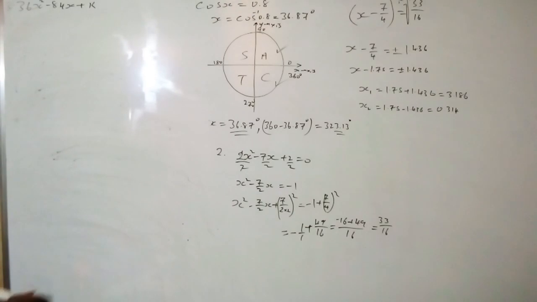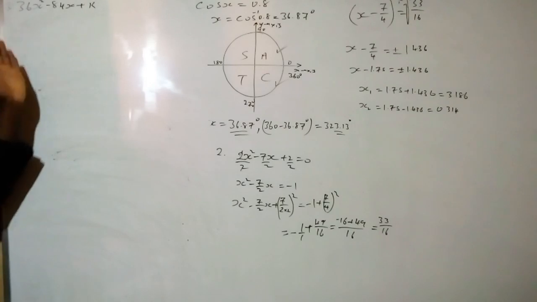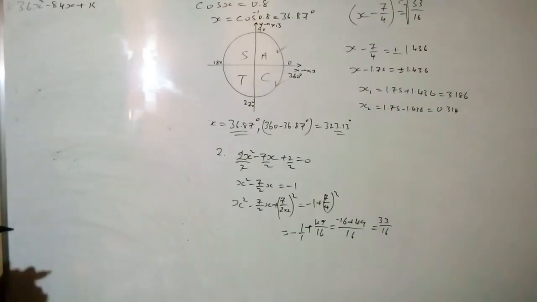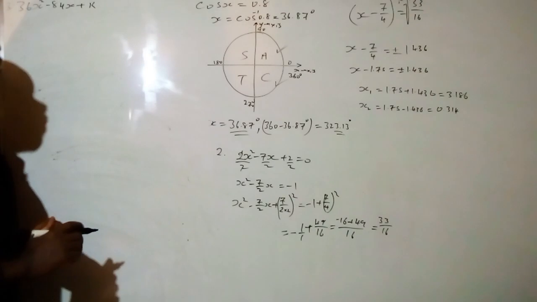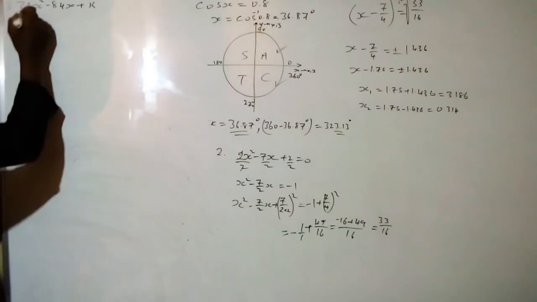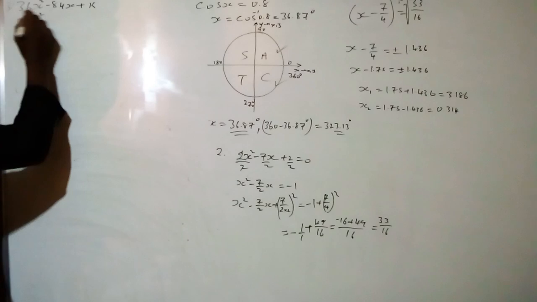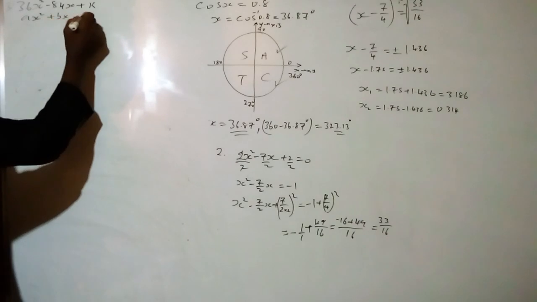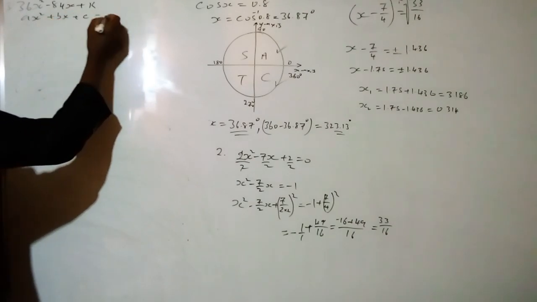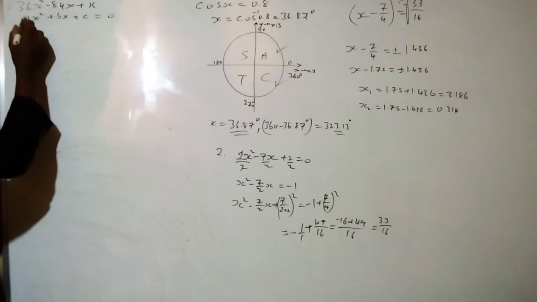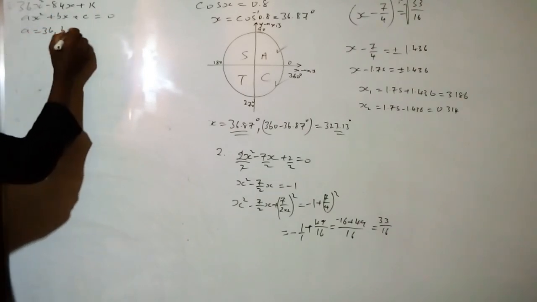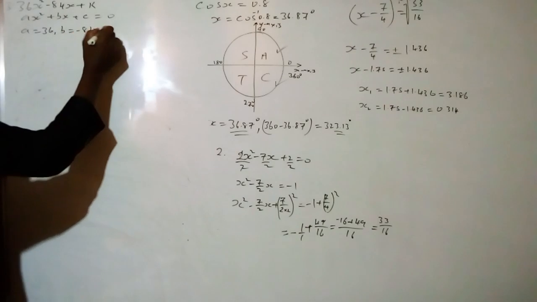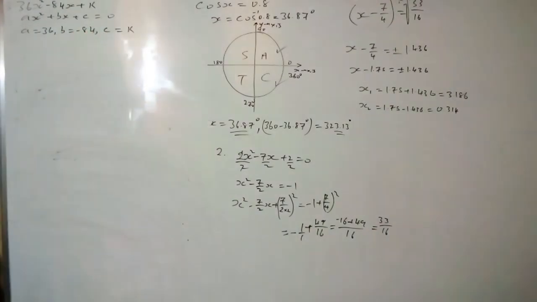This equation is supposed to be in the form of a quadratic. A quadratic equation is in the form of ax squared plus bx plus c equals 0. Here we are going to have ax squared plus bx plus c, and we can even say equals 0. This means our a is equal to 36, our b is equal to negative 84, and our c is equal to k.